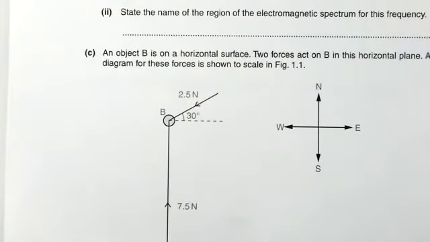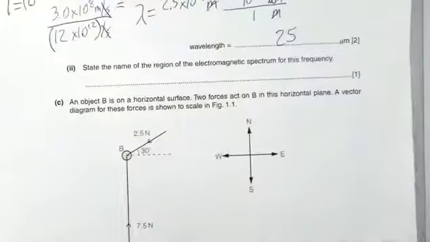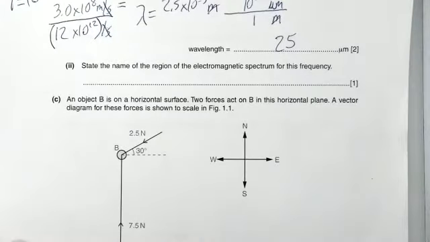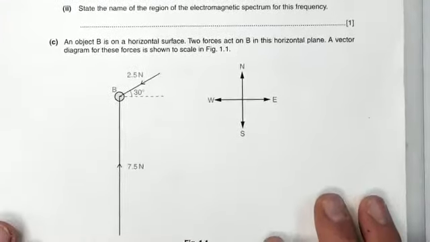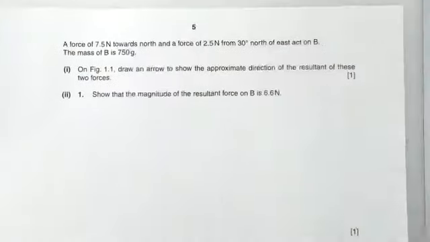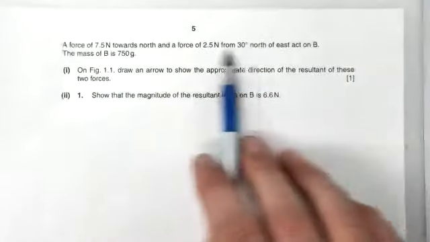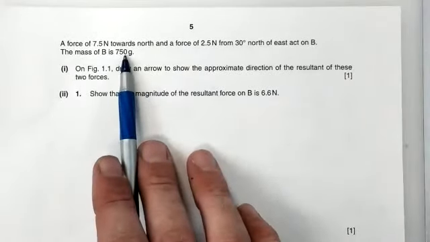All right, so now we've got a situation where an object B is on a horizontal surface. 2 forces act on B in this horizontal plane. A vector diagram for these forces is shown to scale in figure 1.1. That's kind of nice, it's to scale. What are we going to do with this? A couple of things. They tell us that information again. They also give us the mass of the object in grams.